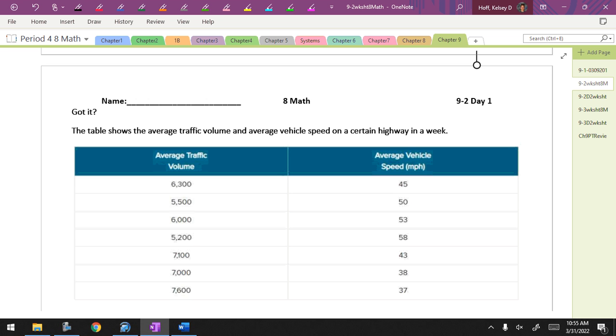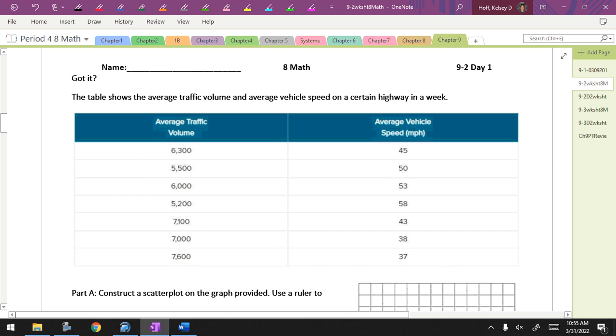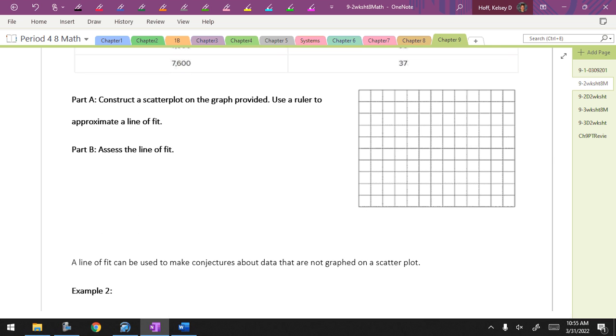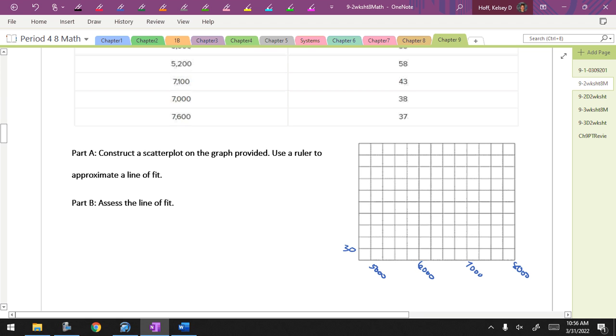So the table shows the average traffic volume and average vehicle speed on a highway in a week. Part A, construct a scatter plot on the graph provided and use a ruler to approximate the line of fit. I have a scale written on there for you. Starts at 5,000, correct? And then it starts at 30, is that right? Okay, so take these points and plot them on that graph. Now, it's going to be an approximation. It's not going to be perfect for all of them.